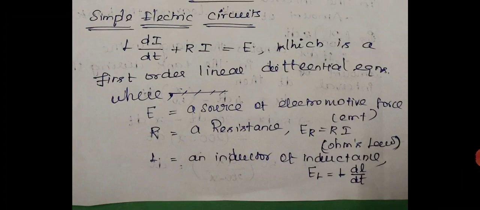We are using the equation for simple electric circuits, L di/dt + Ri = E. This is a first order linear differential equation, which I have already explained. And next we want to move on to problems.